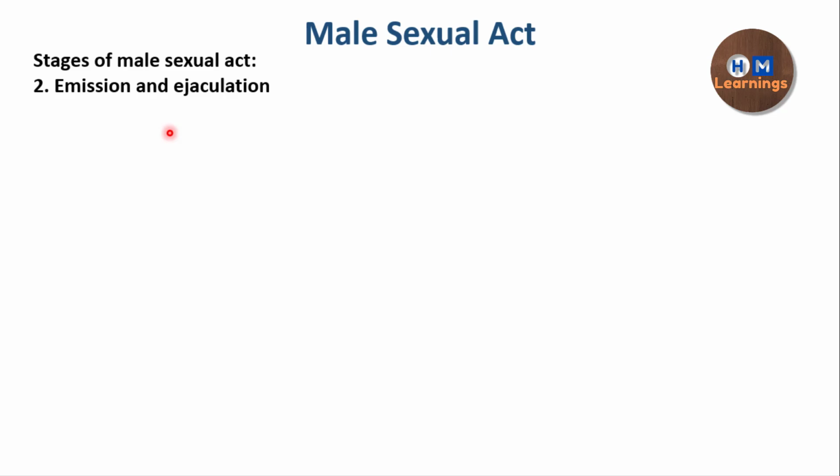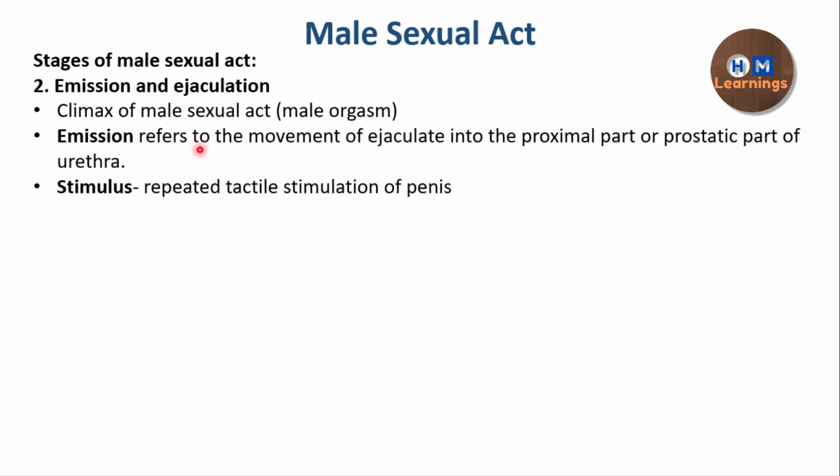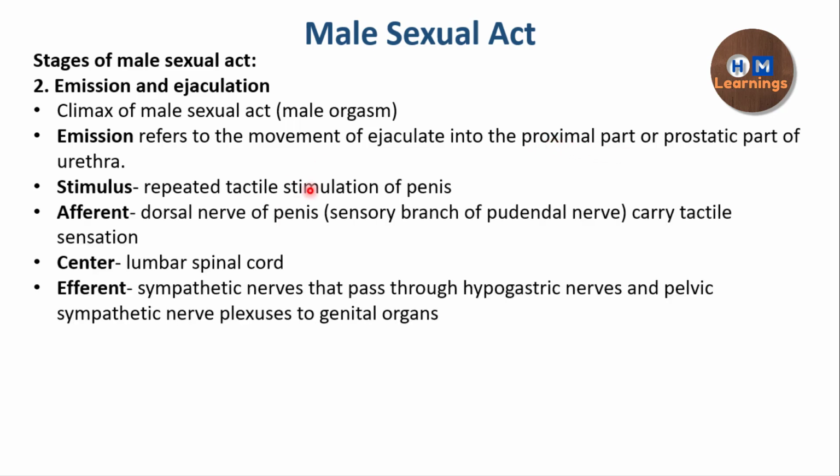Now the second stage after the erection is the emission. So what is emission? Before that, the male orgasm basically includes the emission and the ejaculation, which is the climax or the end point of the male sexual act. So first we see what is emission. Emission refers to the movement of ejaculate into the proximal part, or the prostatic part, of the urethra.